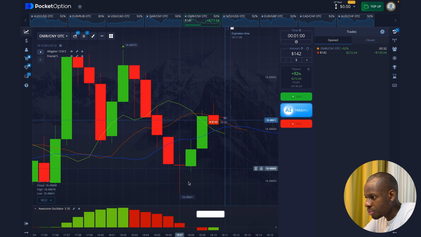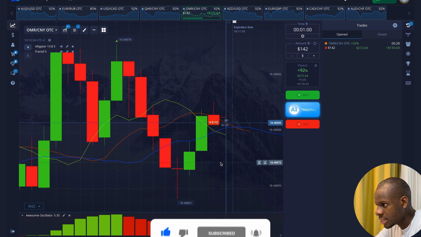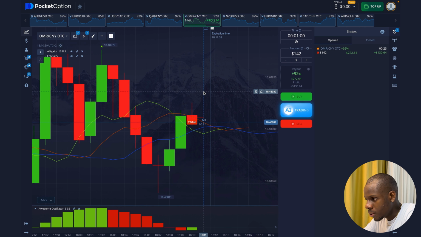We should be getting some pushback. After this pullback, after these 2 green candles, we should be getting a decent red candle, continuing the downward push.